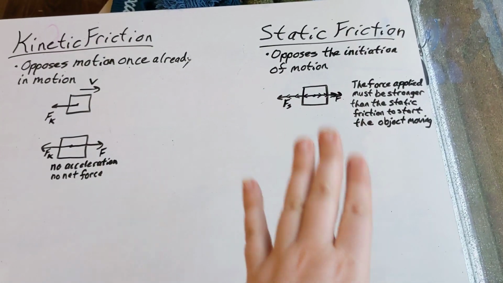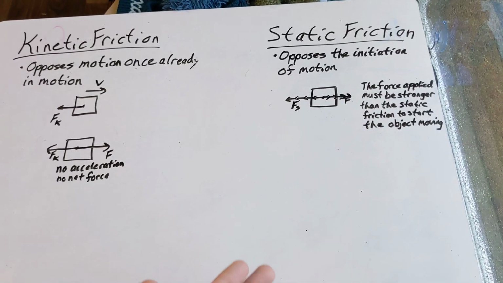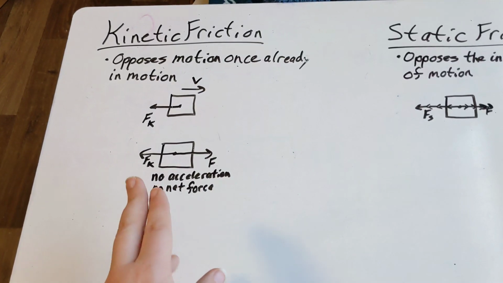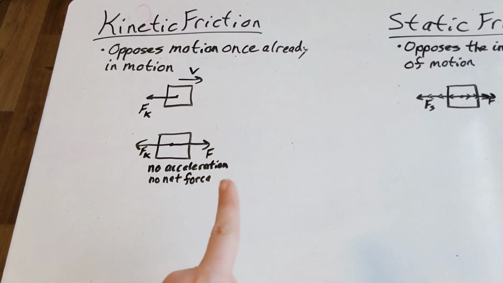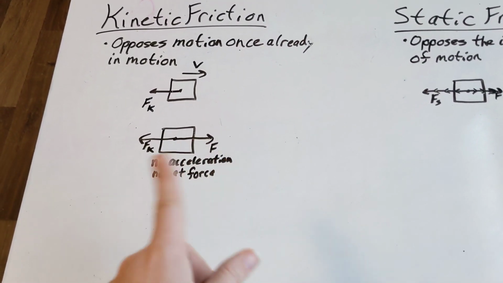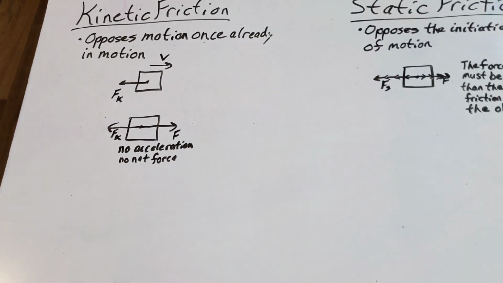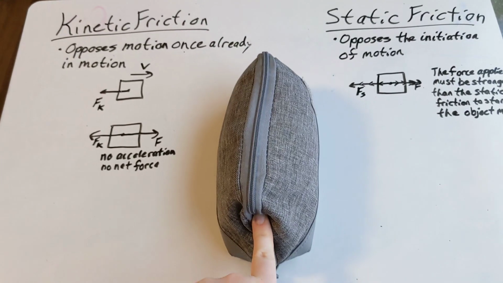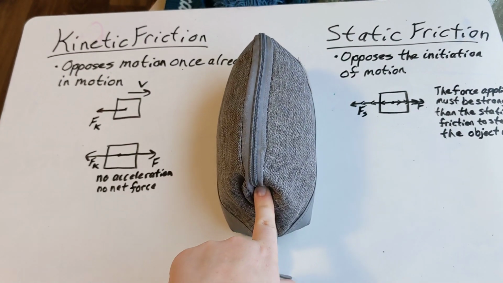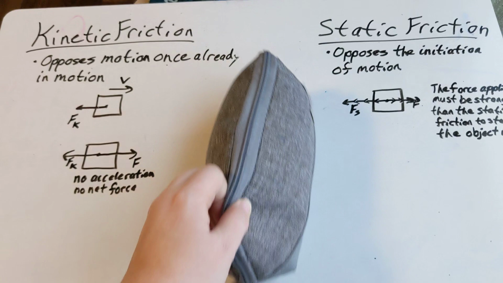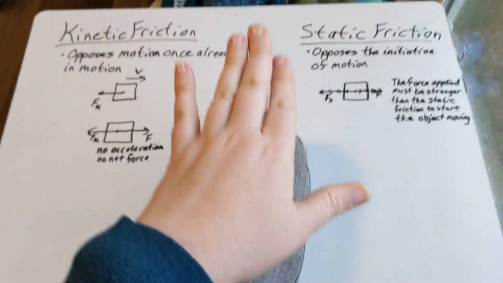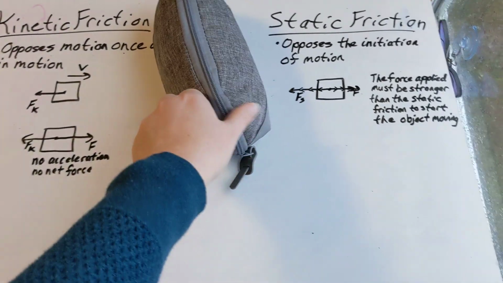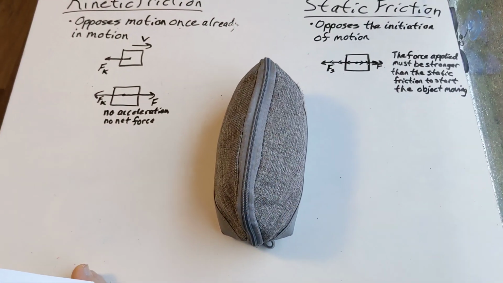And static friction opposes the initiation of motion. One other note about kinetic friction is that if the kinetic friction and the force that's being applied are equal to each other, so going back to my little pencil case, if I'm pushing on this and friction is equal to the force that I'm applying, it's not going to accelerate. It's going to go at a constant speed. If, however, I'm pushing with more force than friction is applying, then it's going to speed up.